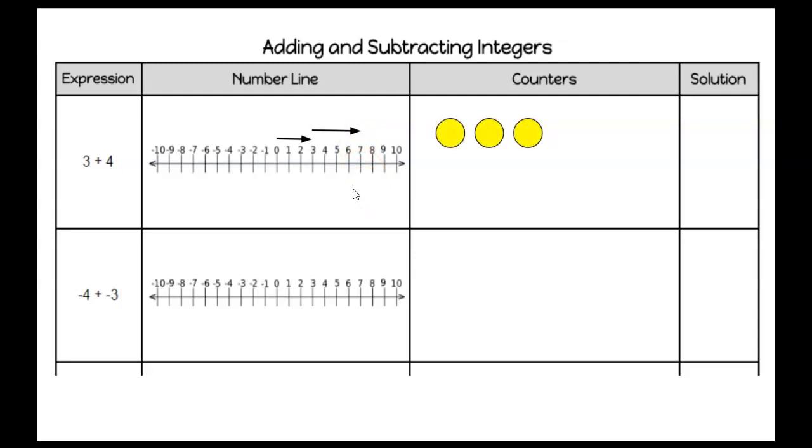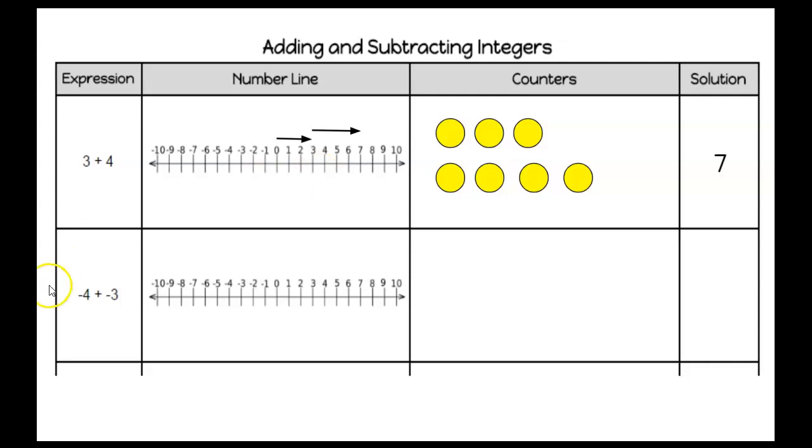Okay. The next way is with counters. They are typically little plastic circles with a red side and a yellow side. The yellow side is usually positive. The red side is usually negative. On paper, we often look at these as dark and white, or shaded and unshaded, circles or squares to indicate positive or negative. In this case, we have 3 positive counters plus 4 positive counters, and if we add those up, we get 7 positive counters, and that's our solution.